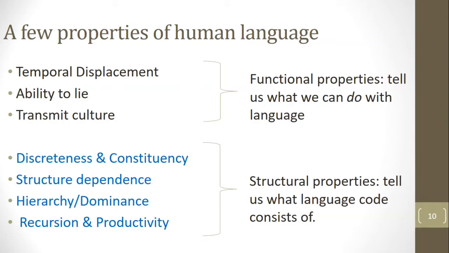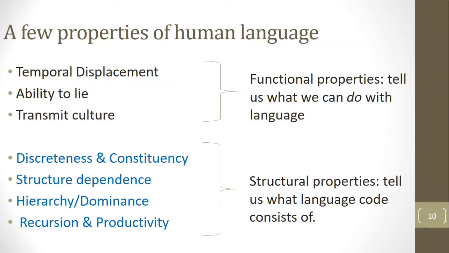We also have the ability to lie or tell untruths, and we also can use language to transmit culture and transmit learning. In fact, this is what we're doing right now in this video. These are all functional properties. They tell us what we can do with language, and there are probably an infinite number of these types of things.